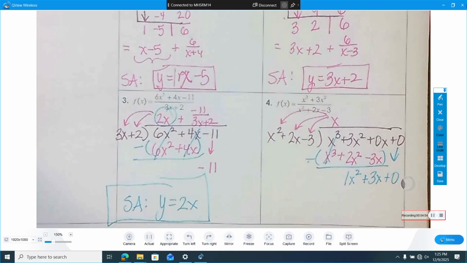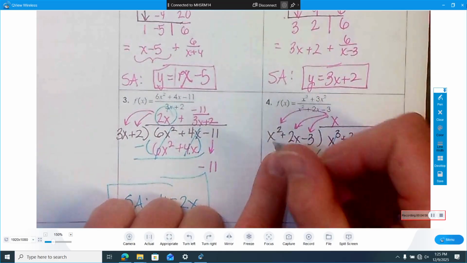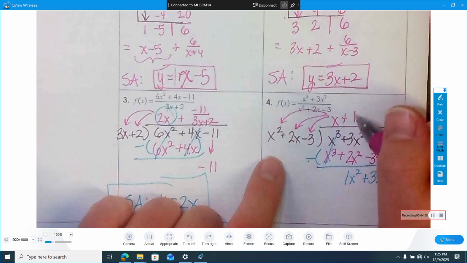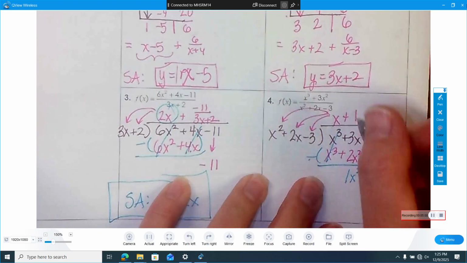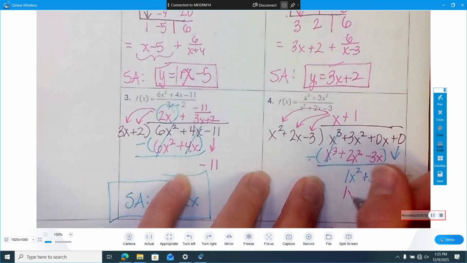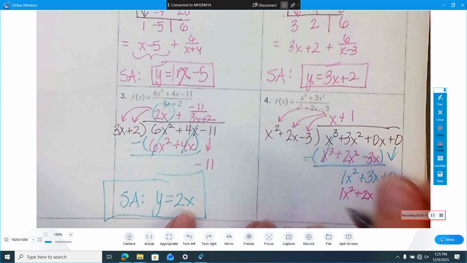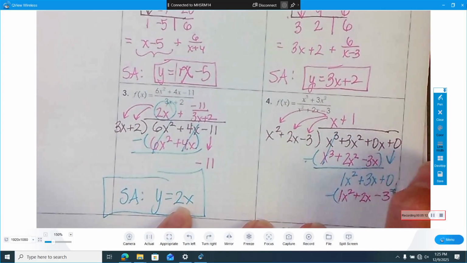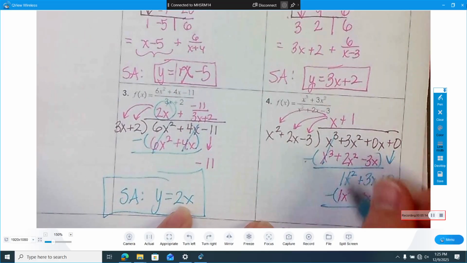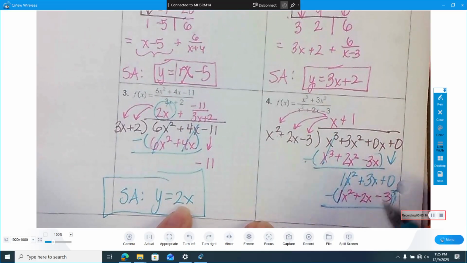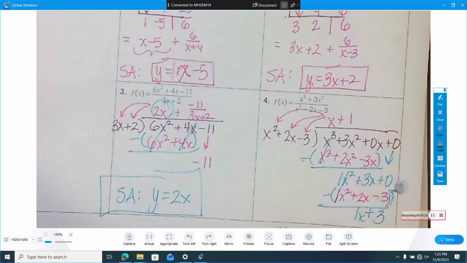All right, and then let's see, go back to the top here. What times, yeah, plus 1. So that would be 1x squared plus 2x. 1 times negative 3 is negative 3. And we're going to subtract everything. Whoops-a-daisy. All right, so that cancels out. 3x minus 2x is 1x. Good. And 0 minus a negative becomes plus 3. So that's our remainder. Yes, sir.